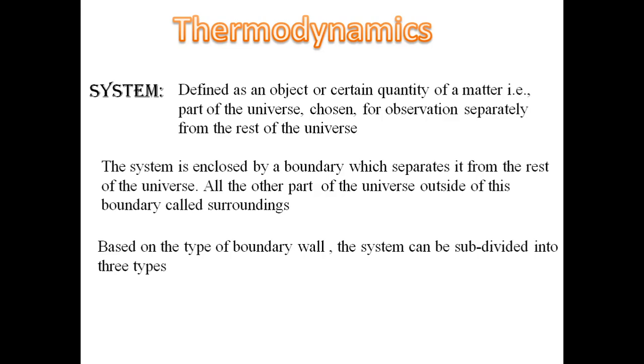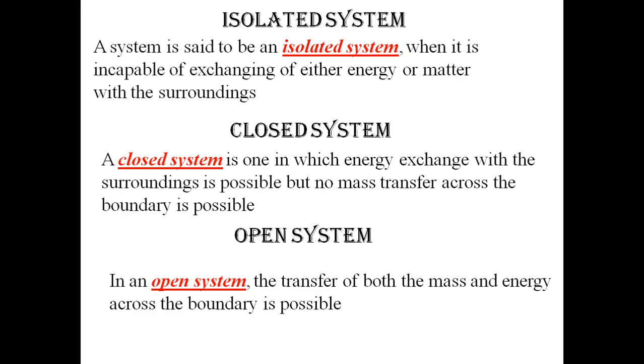Now based on the boundary wall, a system can be subdivided into three parts. One is the isolated system, when the boundary wall does not allow either energy or mass to be exchanged with the surroundings. Second is the closed system. Here energy exchange is possible but mass exchange is not possible. And the third is the open system. In this case both energy and mass can be exchanged with the surroundings.